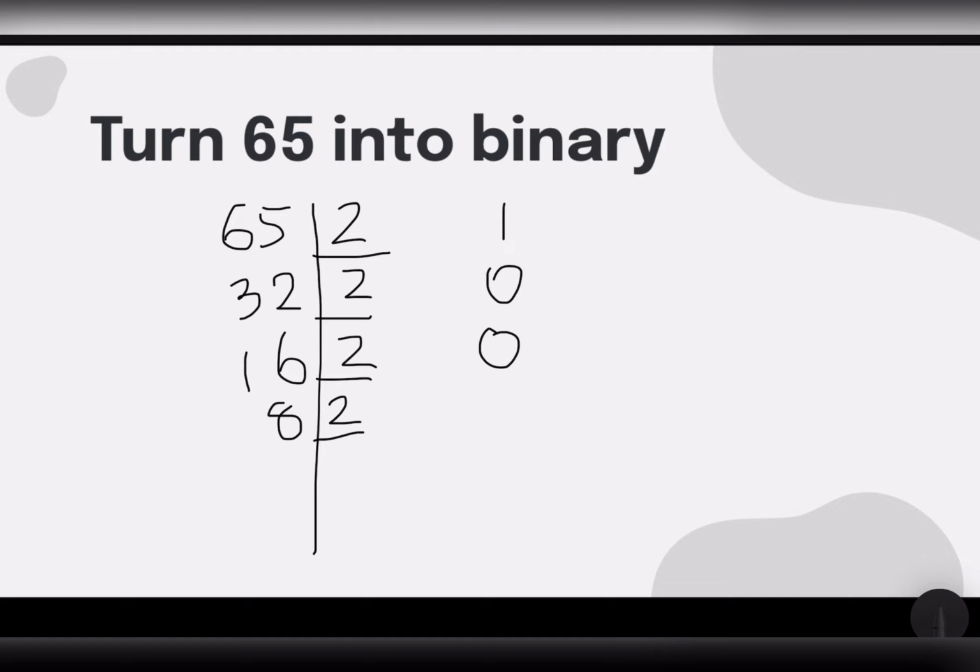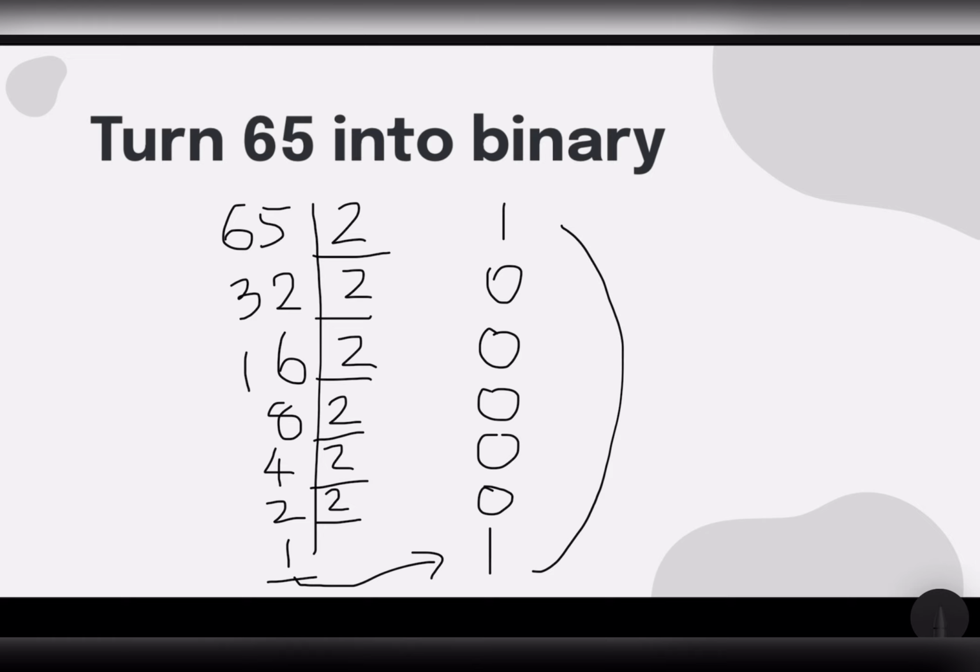Here we have 8 divided by 2, which is equal to 4 with a remainder of 0. 4 divided by 2 is equal to 2 with a remainder of 0. And 2 divided by 2 is equal to 1 with a remainder of 0. But 1, as it is the final number, it is also the final remainder, so 1. Then you write down these remainders from bottom to top. So 1, 0, 0, 0, 0, 0, 1. And this is your final converted binary number.